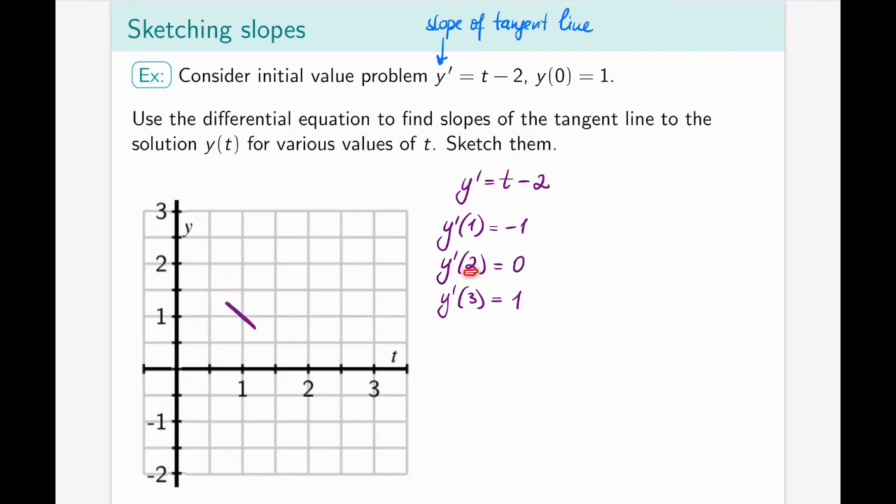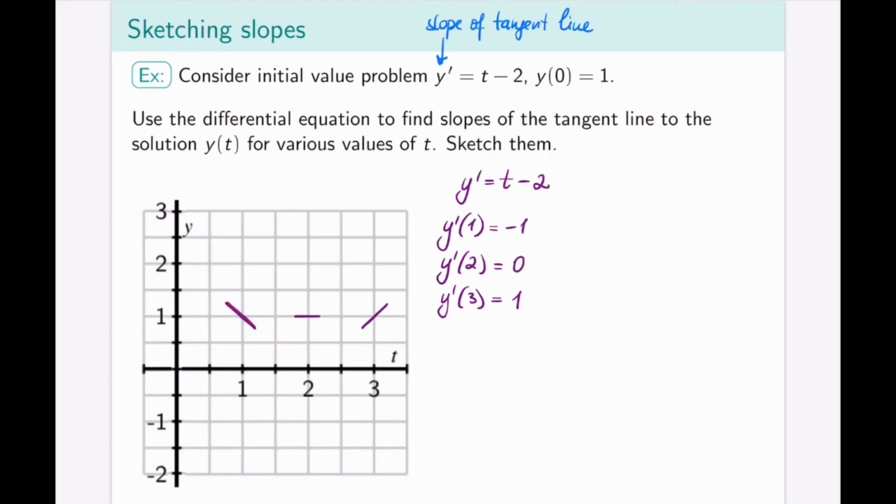When t is equal to 2, the slope is 0. Slope is 0 means a horizontal line, so something like this. When t is equal to 3, so right here, the slope is equal to 1. So kind of like the opposite of my original negative 1.